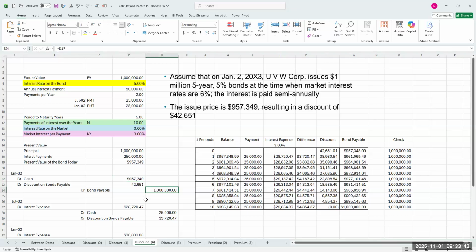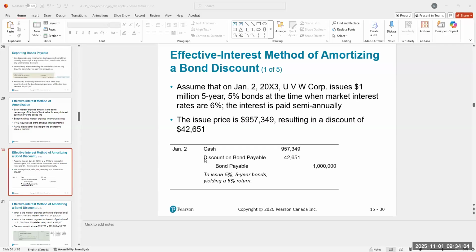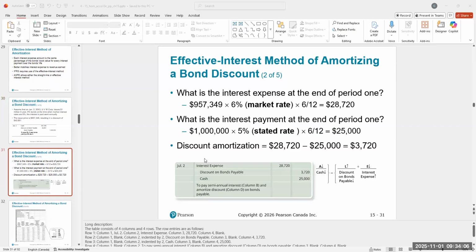That means we're going to get that much cash. We're going to issue bonds payable that we have to pay $1 million after 5 years, and we have a difference on the debit side. That means a discount on the bonds payable. That's how we get the discount. Back to slides. This is for the discount again.